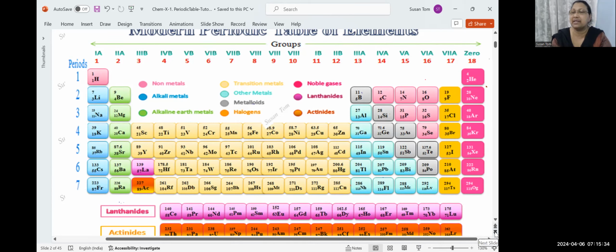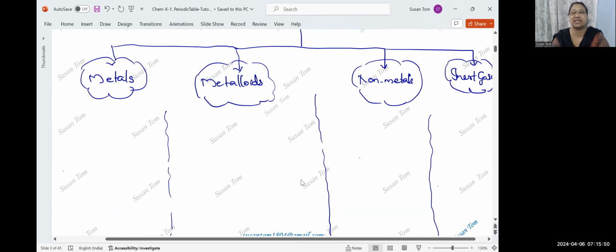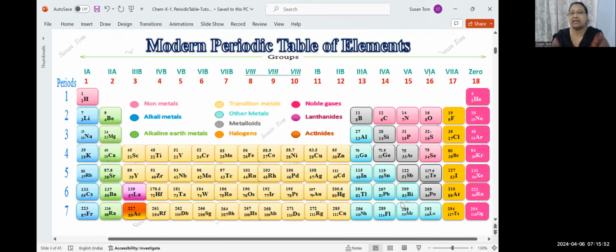So I've shown you the categorization of 4 types of elements. Out of these 118, some are metals, some are non-metals, some are metalloids, and the inert gases. So 4 categories of elements we are giving. Is this classification clear? Okay, now the modern periodic table has 7 periods and 18 groups.